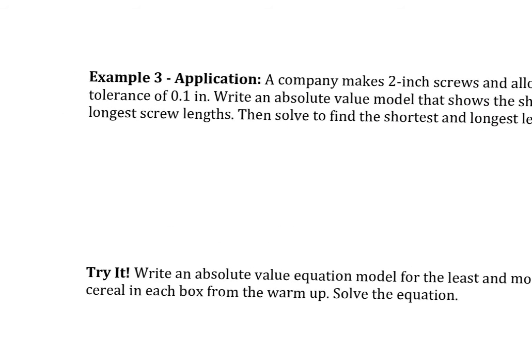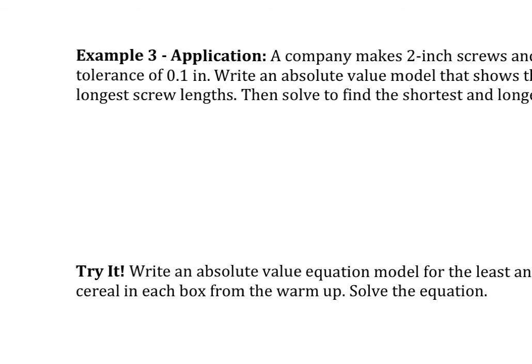Okay, this one does require a little bit of background here. And so I'm just going to show you how one might set this up. We're going to use a basic formula here: the absolute value of x minus a is equal to b. Now, what does each thing mean? This x here is the actual length of a product, or the actual weight or whatever we're talking about.